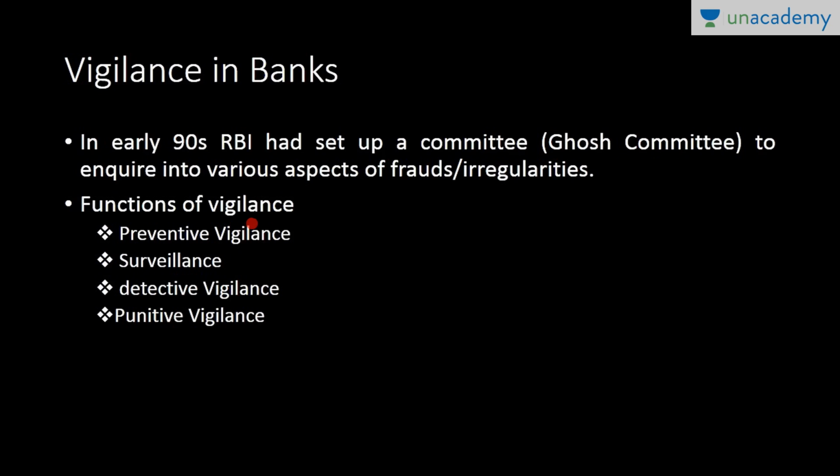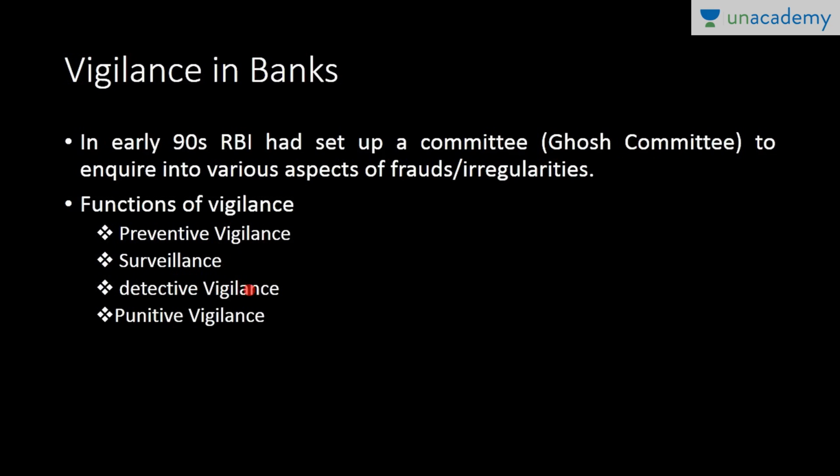Preventive vigilance is self-explanatory. This type of vigilance system is meant to formulate policies so that potential irregularities are eliminated. So prevention is better than cure, the basic principle of preventive vigilance. The next one is surveillance vigilance, again self-explanatory. It includes on-site detailed scrutiny of advances and critical areas, and these should be given the most importance under the surveillance vigilance system.